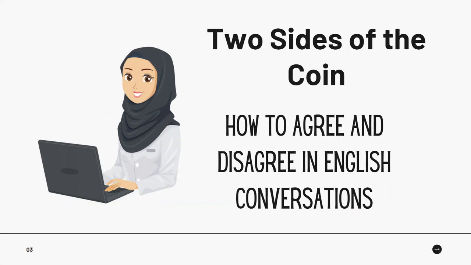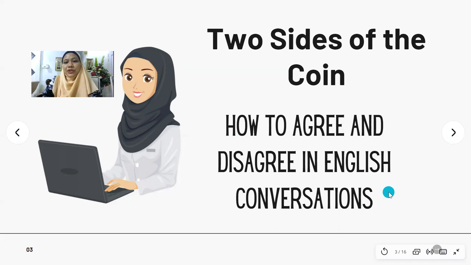Is it like two sides? Two stories from two people. Yeah. So two points of view, two different points of view. So it could be on one issue, but you will have person A thinking one way and person B thinking another way. Okay. So in short, we are going to learn how to agree and disagree in English conversations today. This is what we are going to look at.